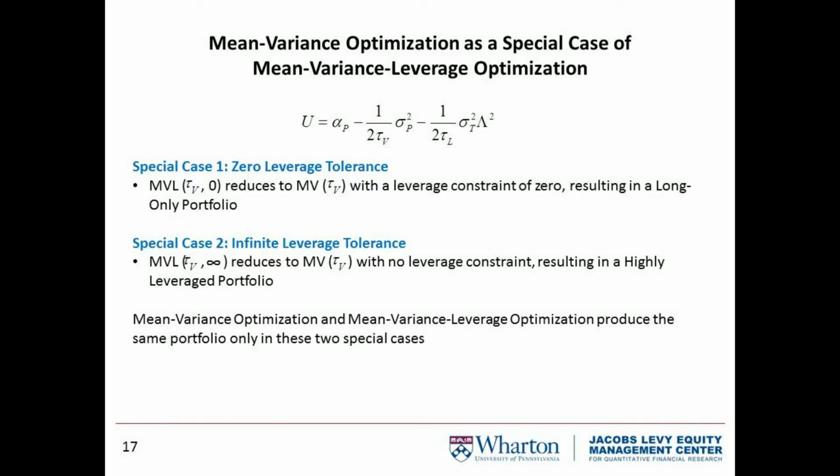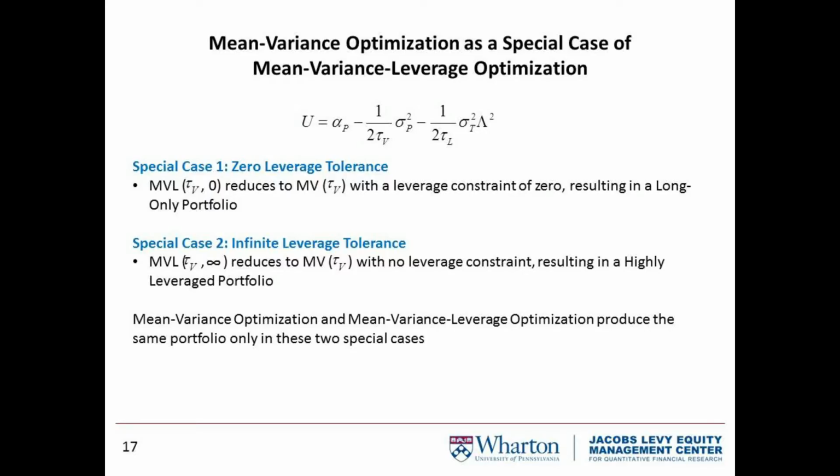Now let's consider the relationship between the mean variance model and the mean variance leverage optimization model. What we'll find is that the mean variance model is a special case of the mean variance leverage optimization model. In fact, there are two special cases. One case is where the investor has zero leverage tolerance. This means the investor dislikes leverage. The investor doesn't want to take on any leverage at all. This is when tau sub L, the leverage tolerance of the investor, is near zero or at zero.